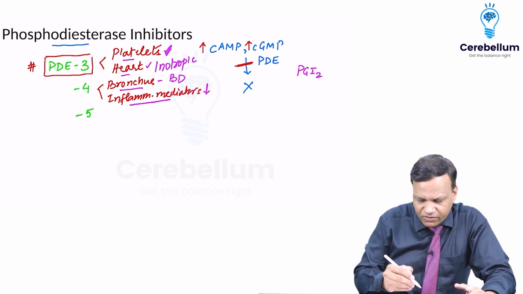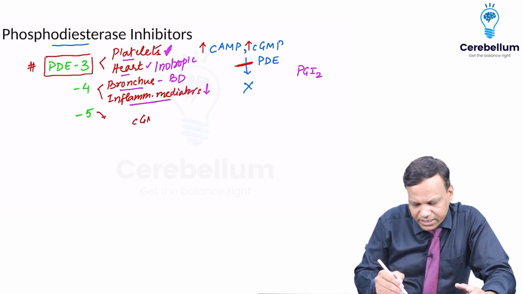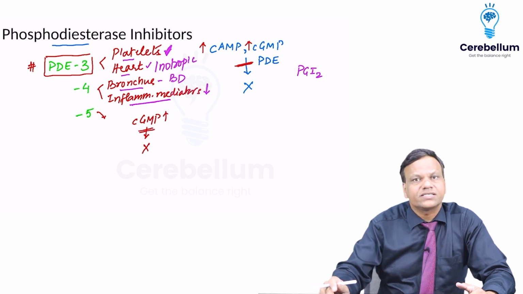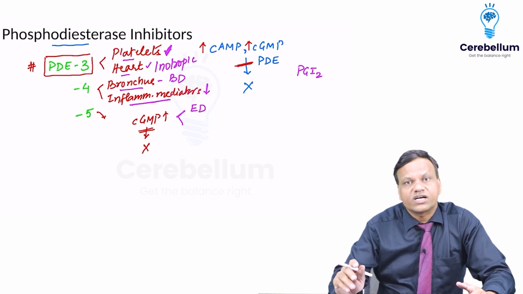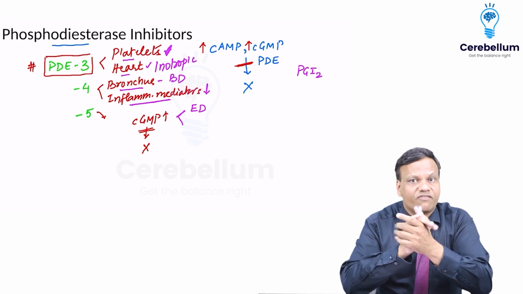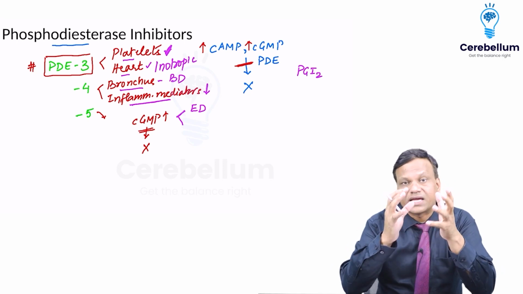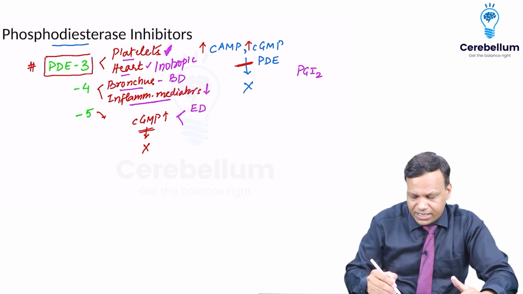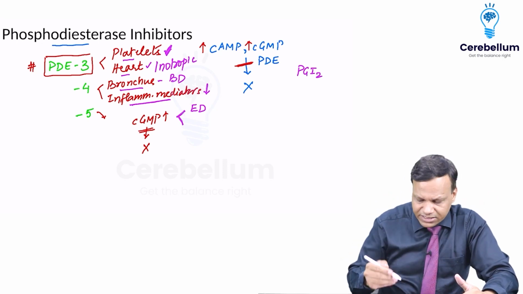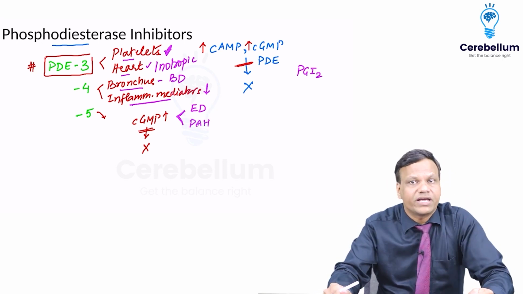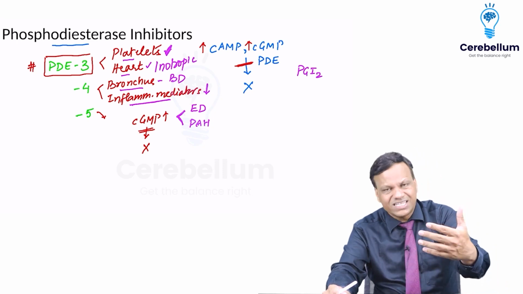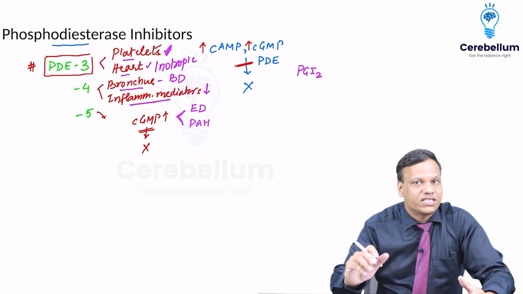Then phosphodiesterase 5 is mainly involved in metabolism of cyclic GMP. So when we inhibit phosphodiesterase 5, cyclic GMP increases, and it can produce action at two main places. One, it will cause treatment of erectile dysfunction. It leads to erection, because in the corpus cavernosum, cyclic GMP causes vasodilation. And second, we can utilize it in pulmonary artery hypertension. Vasodilation will occur and pulmonary artery pressure will decrease. So these are the major actions of phosphodiesterase and what the inhibitors will do.